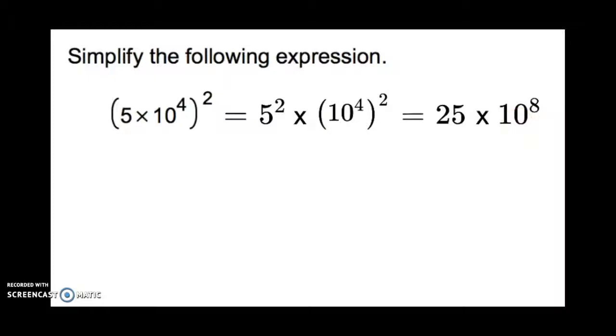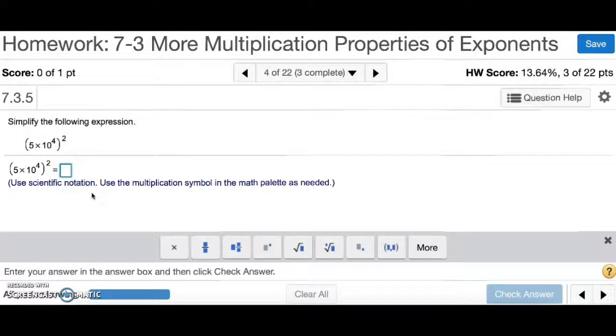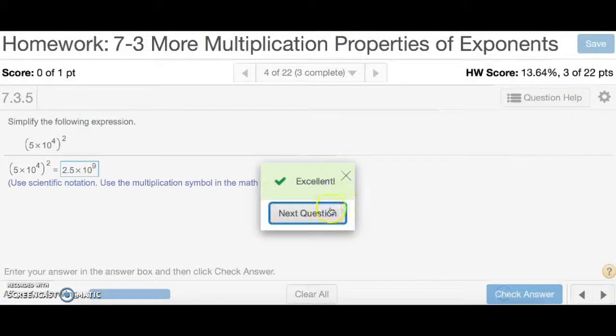Now we have to write that in scientific notation. So what we need to do is we have a decimal point here. We have to move it to the left one. When we move a decimal place to the left, we have to add 1 to the exponent. So we have 2.5 times 10 to the 9. So that would be our answer. So let's put that in. So again, we have 2.5 times 10 to the 9. And that's number 4.